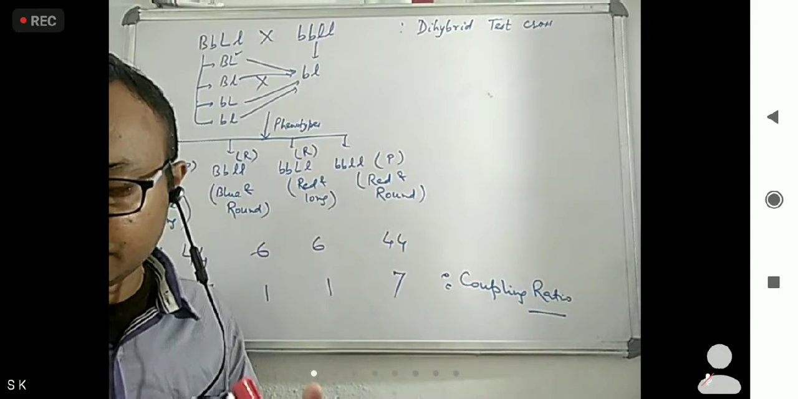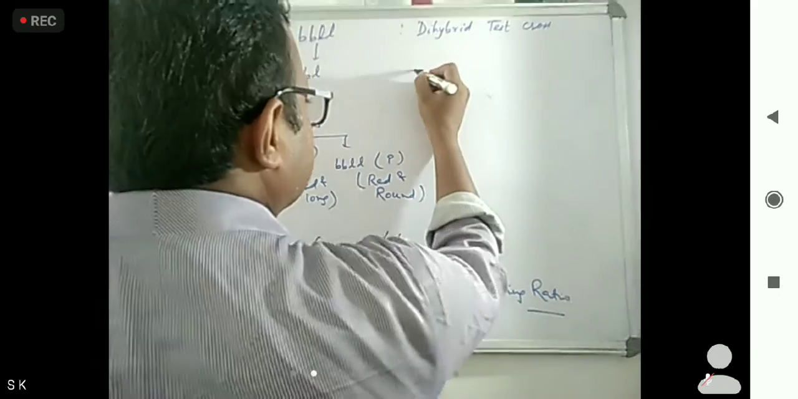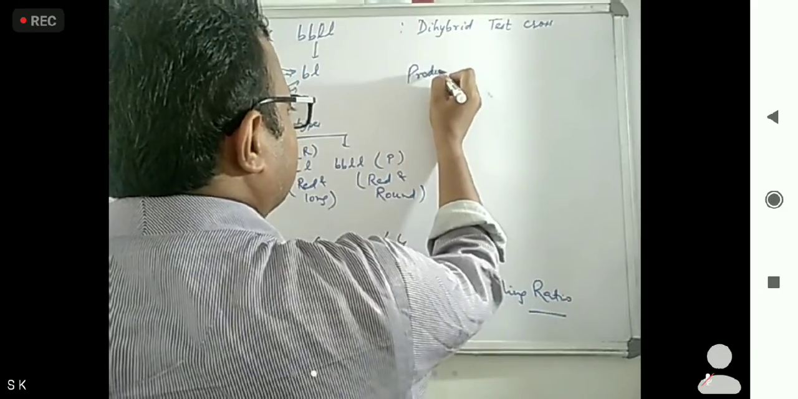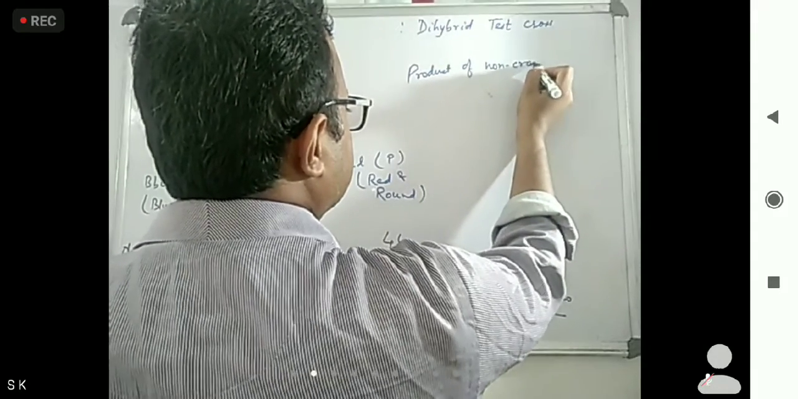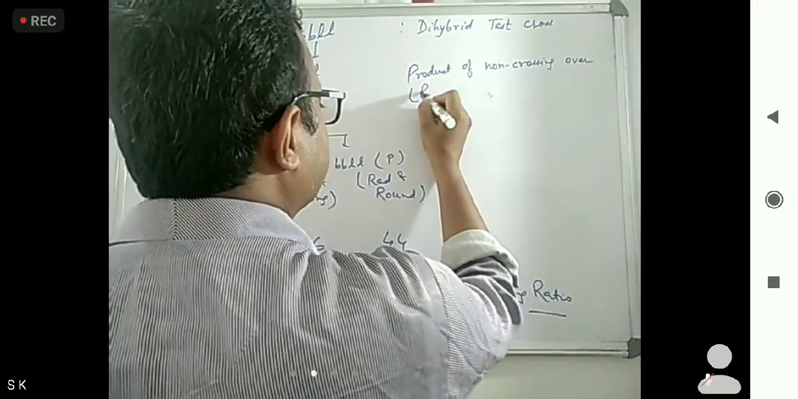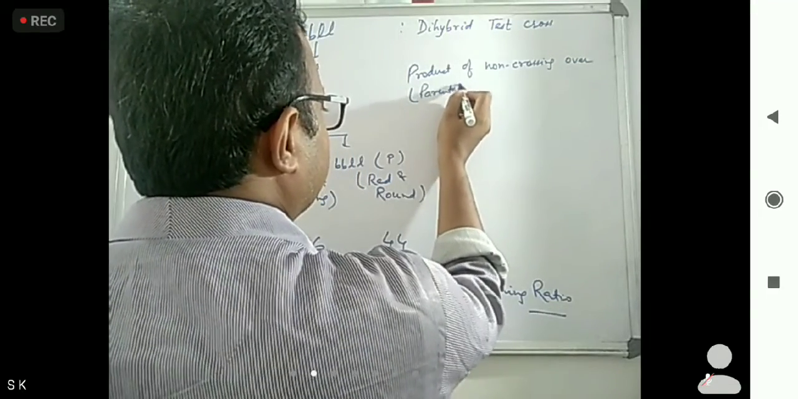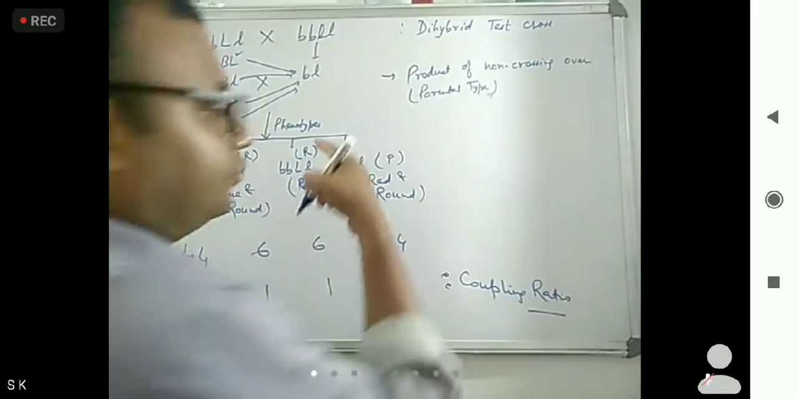When this moves further, so here what he shows, product of non-crossing over. Okay, product of non-crossing over, or we can say parental type. So we have to see that product of non-crossing over. This is known as parental type. Parental type.